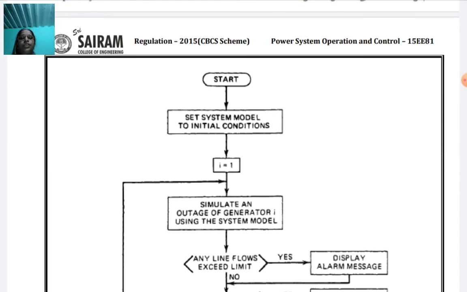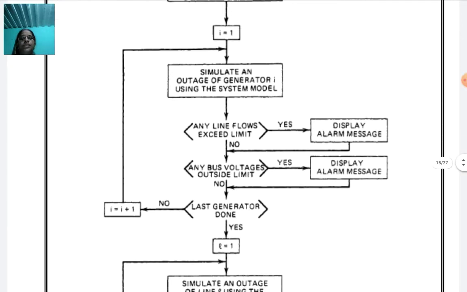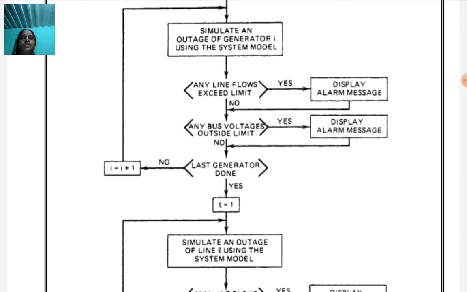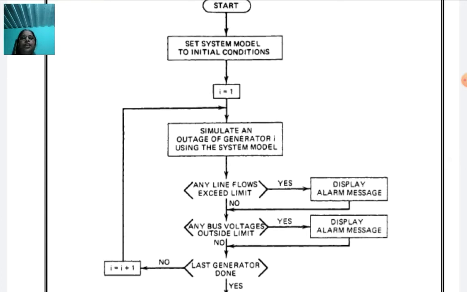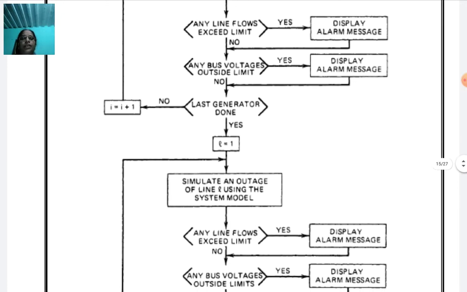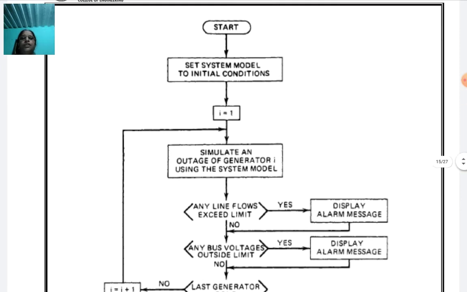The flow chart consists of two parts. One is checking the generator outage, and the other is checking the line outage. The first half is the generator outage, and the second half is the line outage. Now you see, first start the program, then set the system model to initial conditions. Now I is equal to 1, that is, the generator is equal to the first generator.